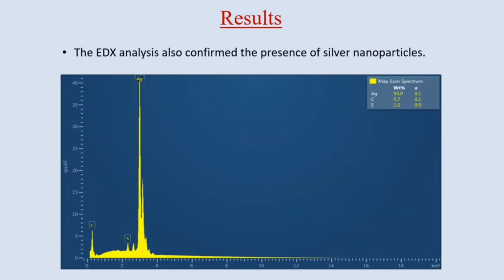The energy dispersive X-ray spectroscopy, known as EDX analysis, associated with the scanning electron microscope, helps us identify elements in the sample. This analysis also confirmed the presence of silver nanoparticles. You can see here the silver weighted 93, along with other elements such as sulfur and carbon.